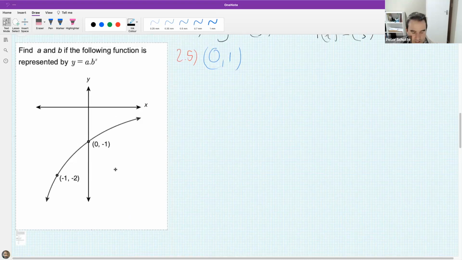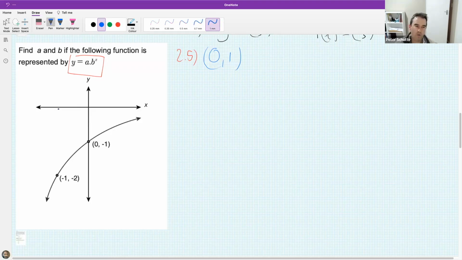So it says, find A and B if the following function is represented by y equals a times b to the x. So first of all, I want to know in the chat or over audio, what is different about this compared to the last one? And where would you start? So a is less than 0. Okay, you're on the right track. What's the difference is that it's reflecting about the x-axis, yes.